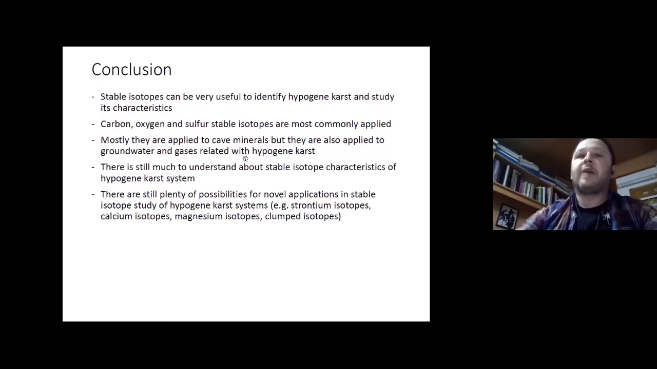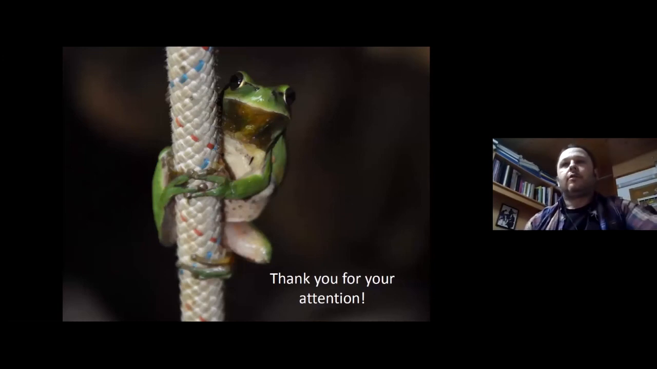For example, some have been applied, like the strontium isotopes, but there's potential to apply calcium isotopes and magnesium isotopes, and recently carbonate clumped isotopes have been applied to identify the temperature or the paleo water composition of this kind of hypogene karst systems. So that will be all from me. And if you have any questions, please ask.